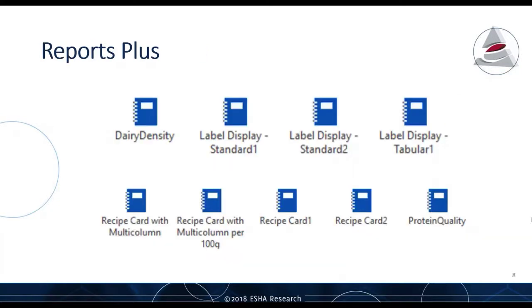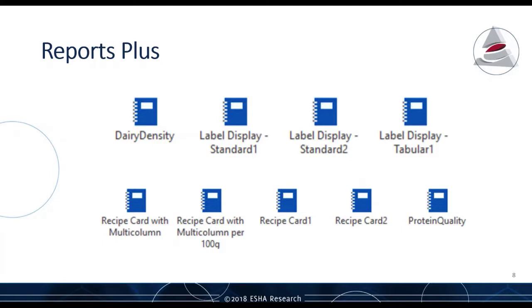The next style we've got is the Reports Plus. This one uses a third-party report building software, so they're a little bit different than the standard reports, but we've got things like the label displays, the recipe cards, dairy density and protein quality reports. These are still called Reports Plus, and under Preferences, you'll see Reports Plus as the preferences for those. Like I said, we'll go into preferences in a few minutes, of everything that you can do with those different types of reports. But all of those are going to be a blue icon.